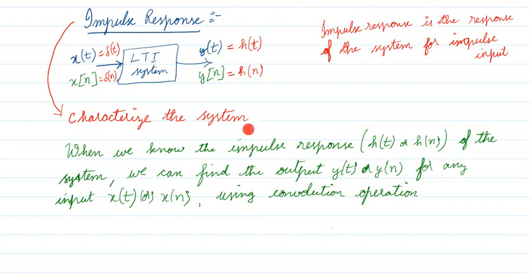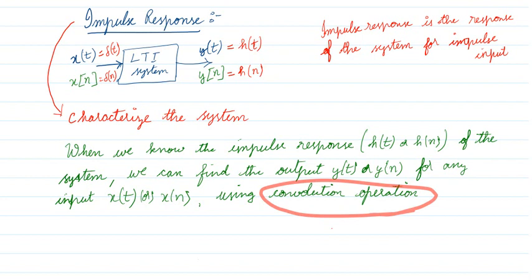Okay, the important property of impulse response is that once we characterize the system by giving the impulse and studying the output, that is, understanding the impulse response h of t or h of n of the system, we can find the output y of t or y of n for any input x of t or x of n using the convolution operation. This is very, very important. Convolution operation, right? So first thing, if we have a system, what do you have to find? You have to find the impulse response.